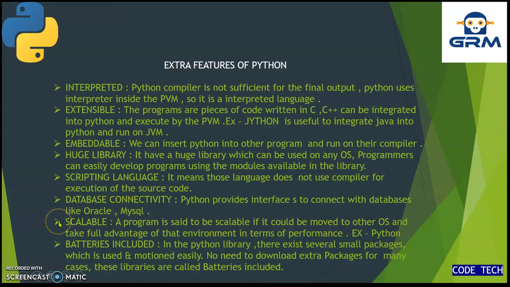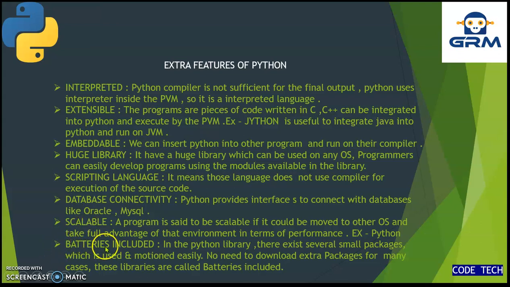Then coming to the next point, it is scalable. How is Python scalable? A program is said to be scalable if it can be moved to other operating systems and take the full advantage of that environment in terms of performance. For example, Python. Because Python is platform independent, it can take advantage of any operating system in the world, so it is scalable.